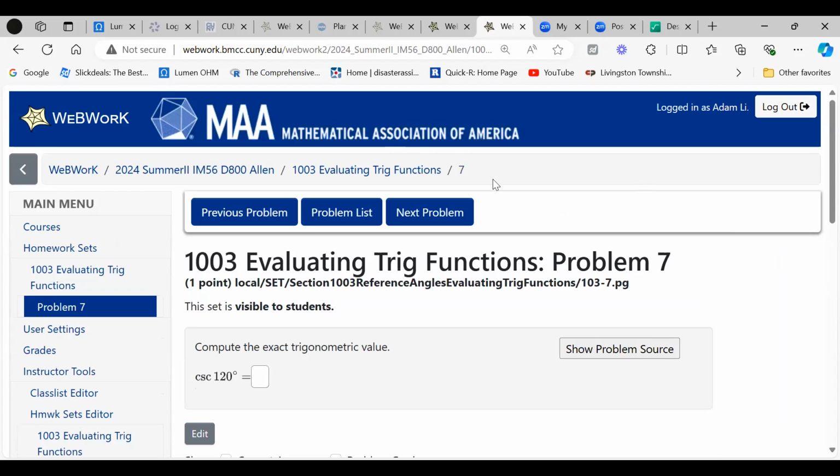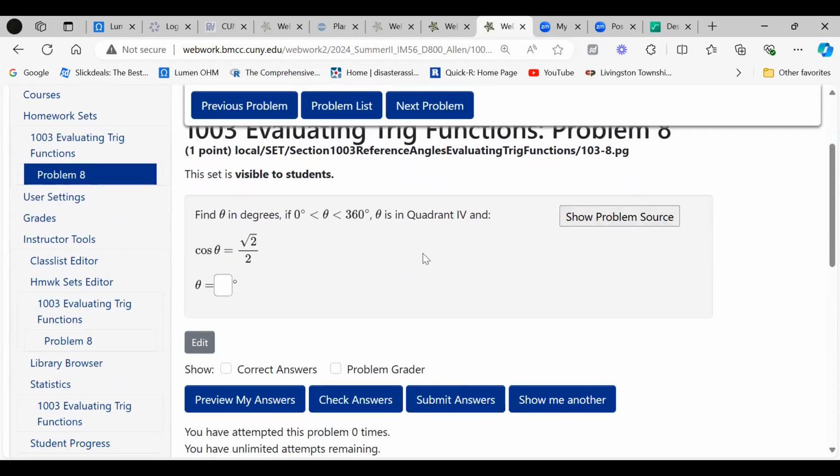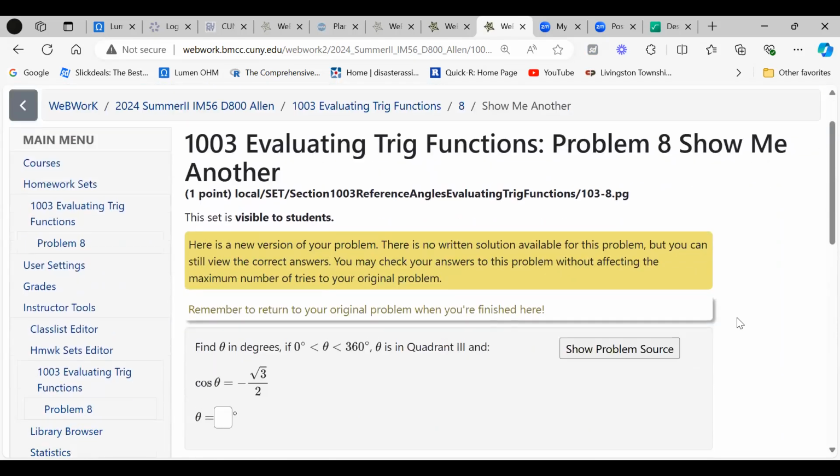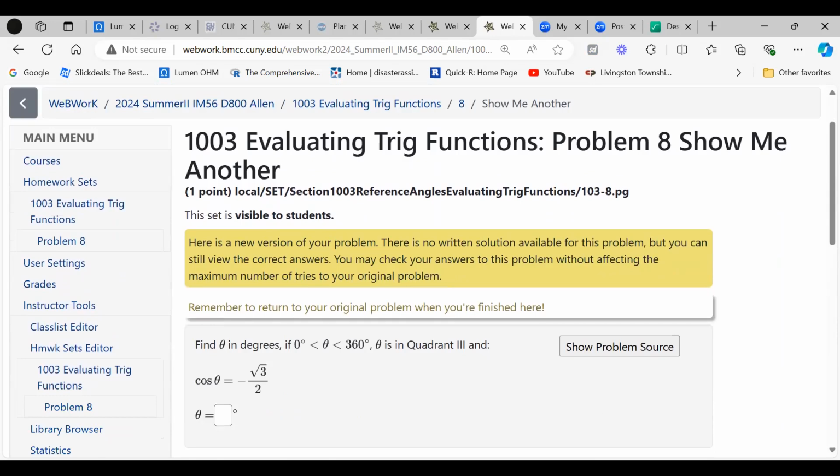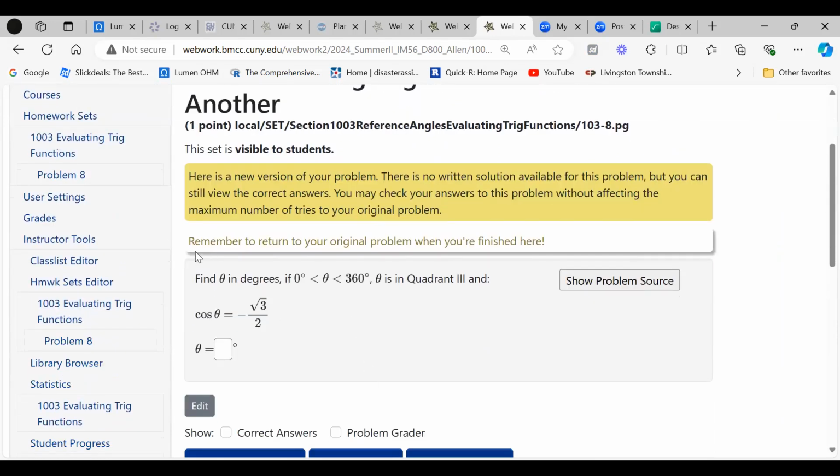All right, let's look at the next problem. I leave it to you guys. Another question in the third quadrant: cosine theta equals minus radical 3 over 2. Find angle theta.